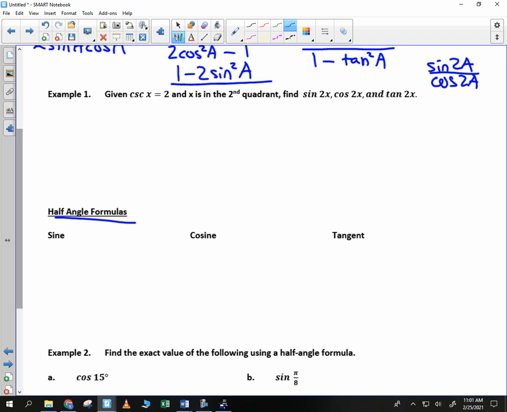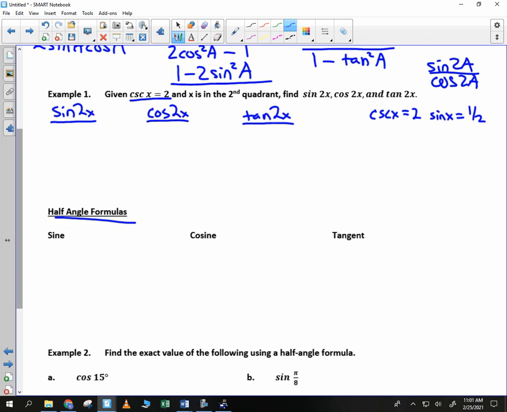So this will bring up a blast from the past. We just have one example to do, and then I'm going to do another short piece. It says given cosecant is equal to 2, and x is in the second quadrant, find sine of 2x, cosine of 2x, and tangent of 2x. So I'm going to write down sine of 2x, cosine of 2x, and tangent of 2x. Note that it says cosecant is equal to 2. That means that sine of x is equal to 1/2.